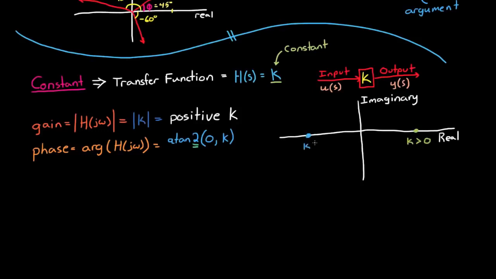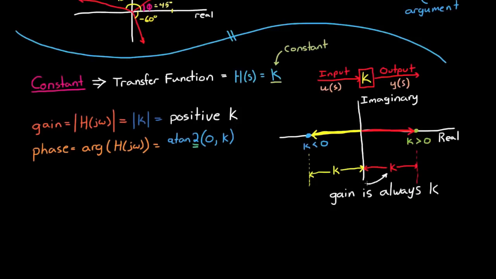If k is a positive number, then it'll appear on the right side, and if it's a negative number, it'll appear on the left side. But one thing to note about both of these positions is that whether k is positive or negative, the point still exists exactly a k distance from the origin. And since gain is the distance from the origin, the gain is always k for constants, whether they're positive or negative. Phase, on the other hand, is different.